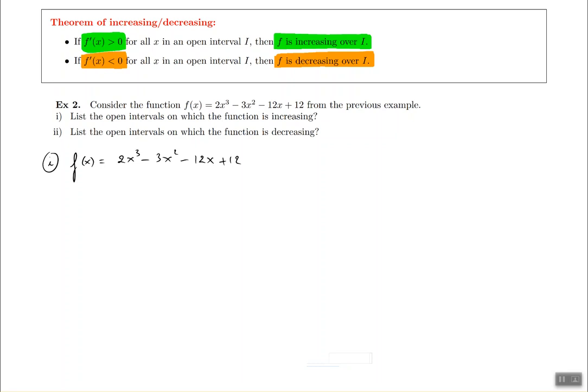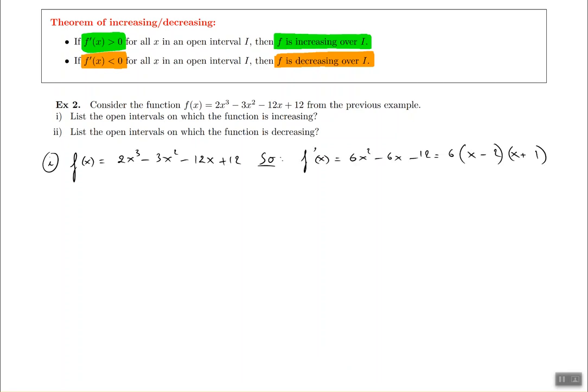Let's demonstrate with example number 2. This, by the way, has the same function from the last example, so we can use the derivative and the critical values and everything. So I'm going to start with that. It says in part 1, list the open intervals on which the function is increasing. Then it tells me to do part 2 and find the intervals on which the function is decreasing. So let's start with the increasing intervals. Again, the way I'm going to do it is first start with the function, then find the derivative, then find the critical numbers or values.